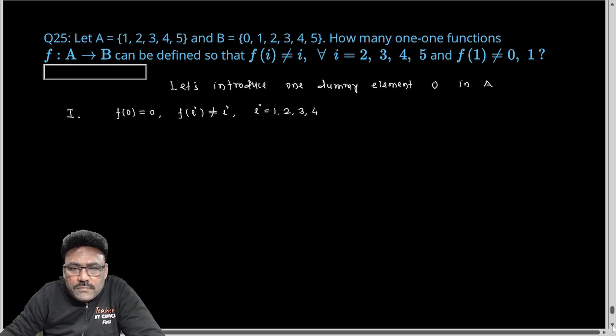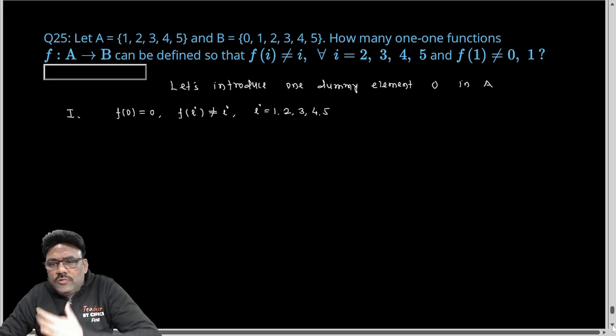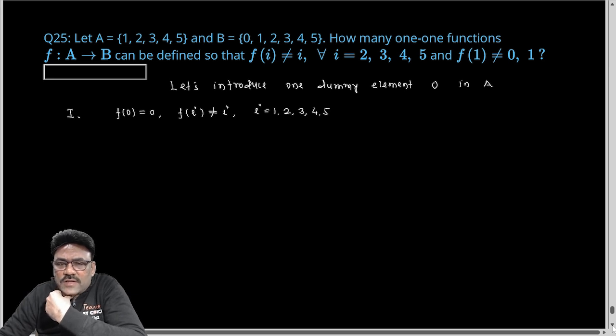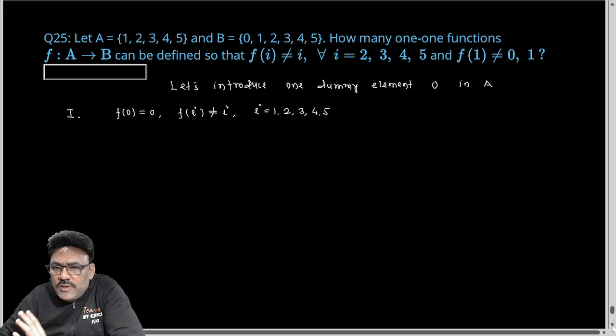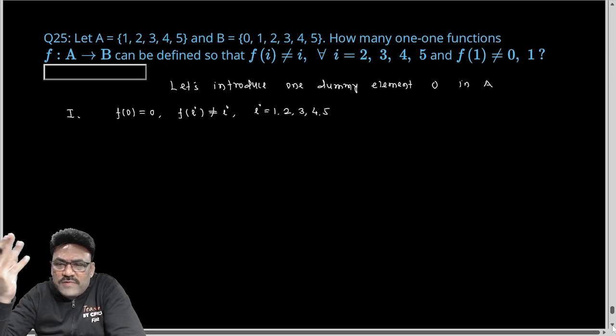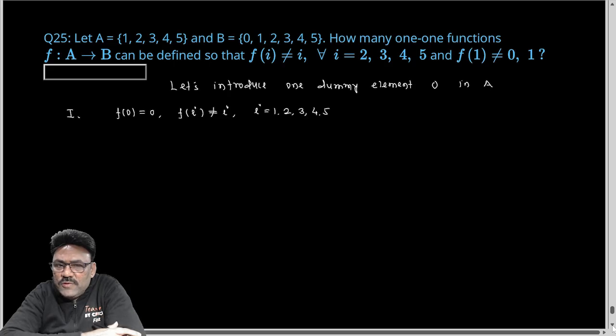So obviously your condition is getting satisfied. Fi is not equal to i for i is equal to 2, 3, 4, 5, and you are taking F1 not equal to 1 also. So F1 is not equal to 1, that is also satisfied. And F1 obviously will not be 0 because 0 is taken by 0, F0 is 0.